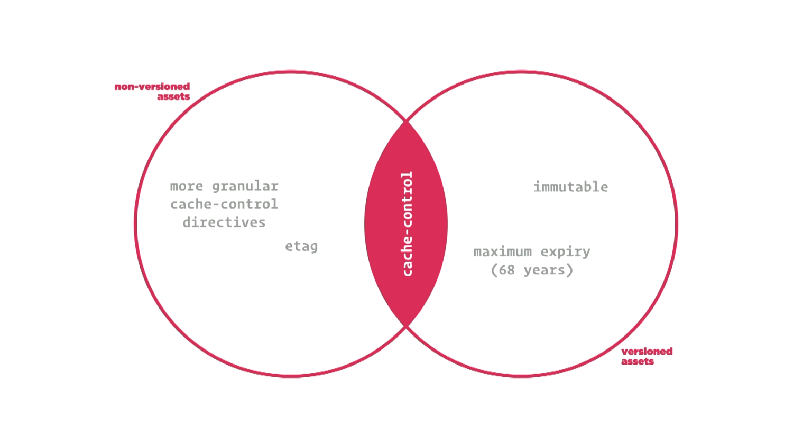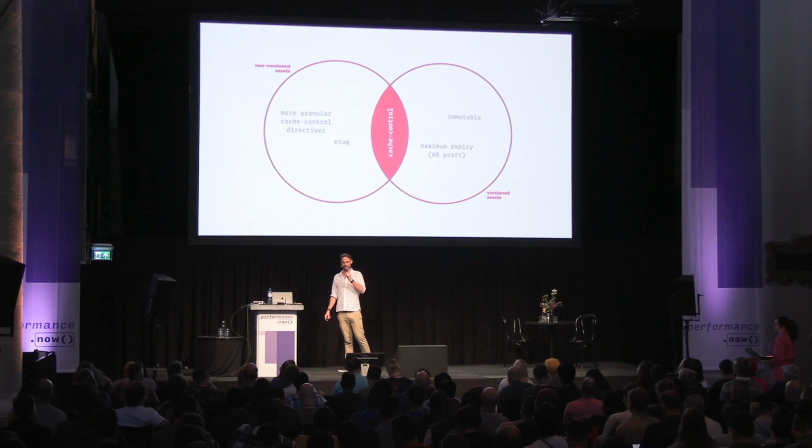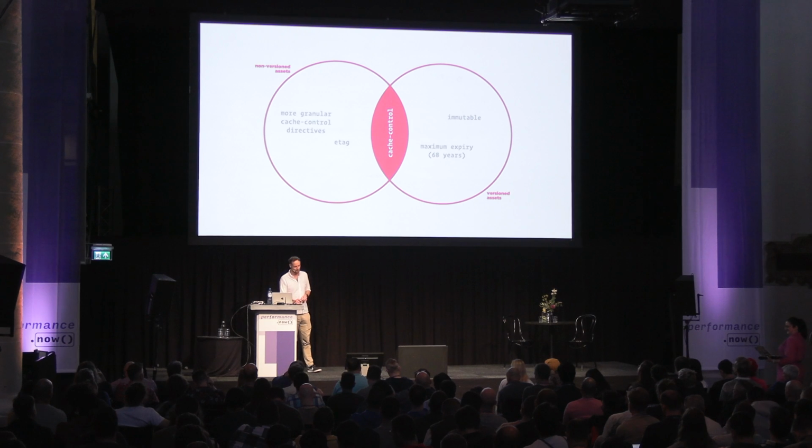For non-versioned assets, assets that don't have versions in their names, that aren't fingerprinted, we need more granular Cache-Control directives to be more specific and precise about what should happen. We would need ETag as a revalidation header. They'll both need Cache-Control, so versioned assets and non-versioned assets both need Cache-Control. Versioned assets, stick immutable on there, tell the cache to keep hold of it forever, and set your maximum expiry, which technically is infinity, but about 68 years. And if you're backing yourself that much, then I applaud you. 68 years is a long time.